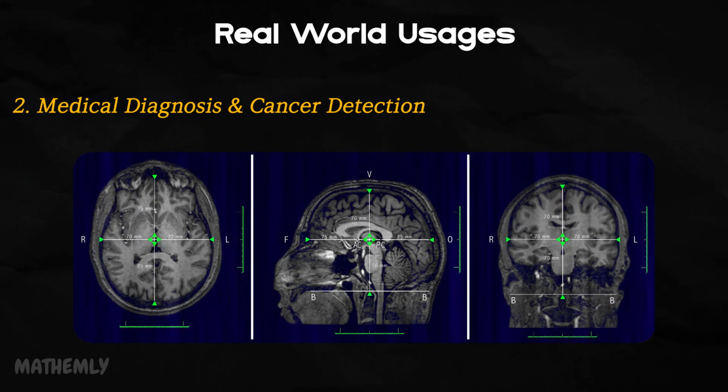Medical diagnosis and cancer detection. In the healthcare field, SVM is used to classify medical images and detect diseases like cancer. For example, SVM helps in analyzing MRI scans to distinguish between benign and malignant tumors based on pixel intensities and patterns. This aids doctors in making early and accurate diagnoses.